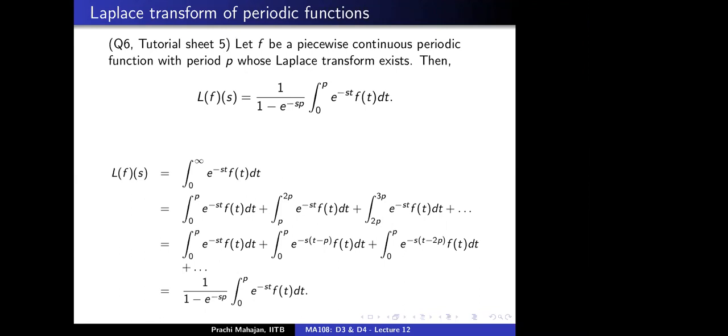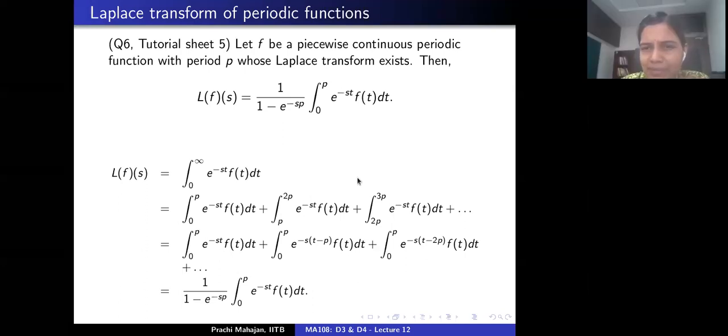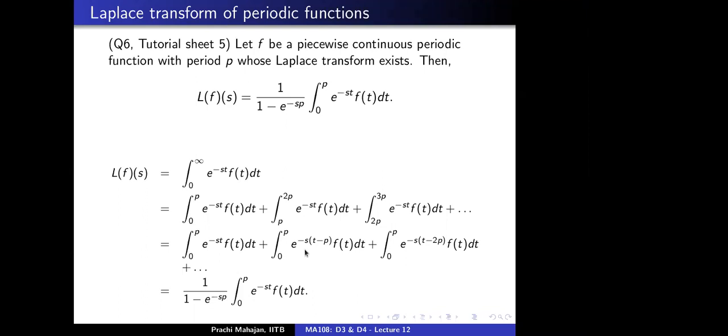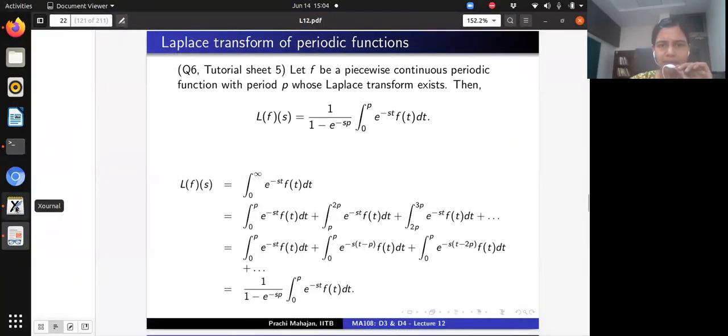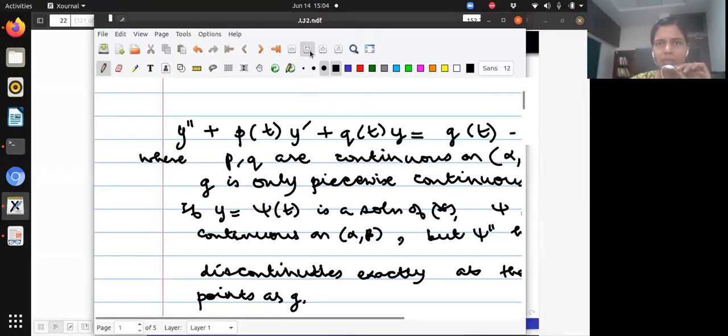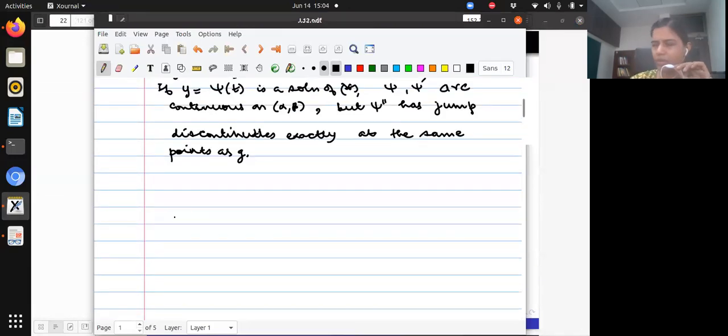Could you explain the step, 1 plus e power sp plus e power 2sp? Could I explain the step? Can you please be louder, a little louder, please? The third to fourth step, could you explain again? Okay. So all I'm trying to say is, let me write that down. So what is the term?